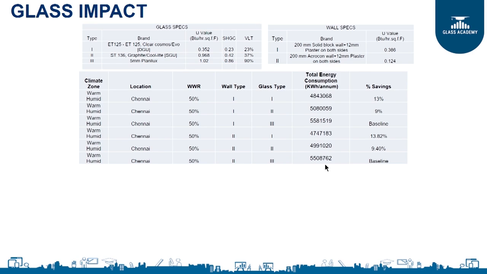So if you look at the next slide, you're talking about just varying the glass type, right? So keeping the wall the same and the WWR the same. What if I change the glass? If I change, say, to a lower SHGC glass, you can see that there is a substantial improvement in your energy, right? At the same time, you are also not impacting the daylight.